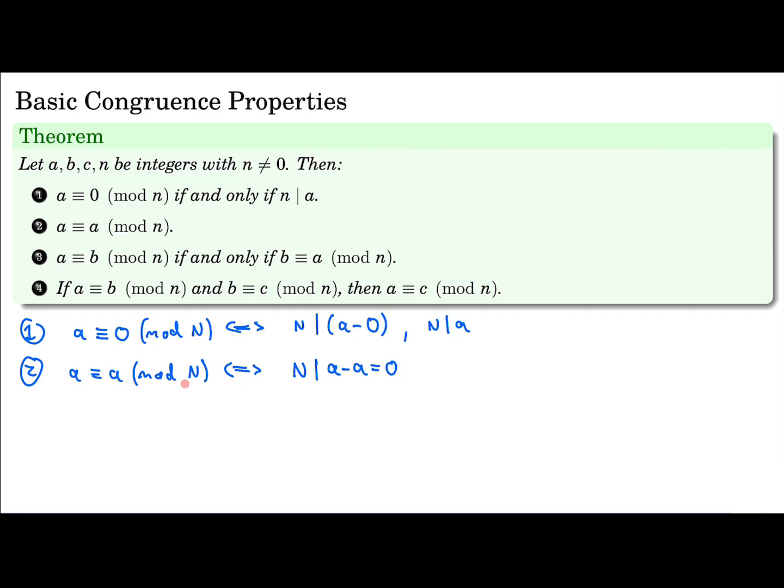And again, if you interpret this in terms of remainders, the remainder of A when you divide by n is the same as the remainder of A when you divide by n.